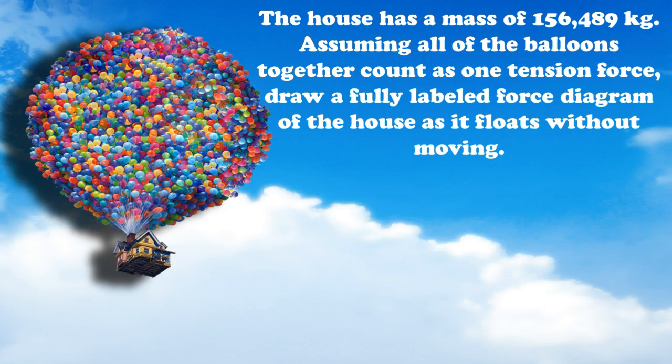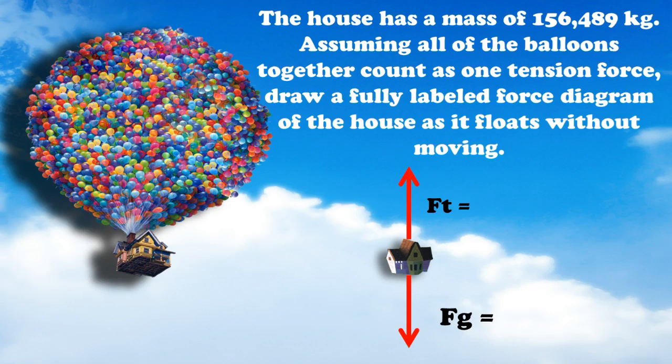In order to do this, we need to start with our object, usually a dot. In this case, we'll use a house. The force of gravity always points straight down. We're looking at the balloons as the strings that are holding the house up, so we're looking at a tension force in this case. So that's going straight up. These forces are equal. They're balanced out.